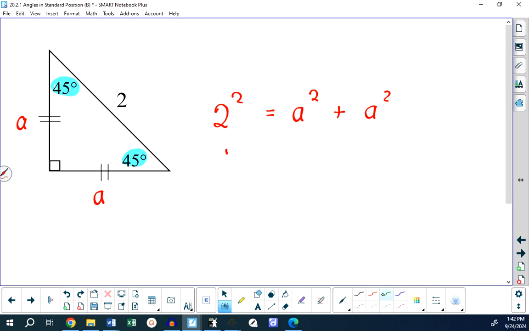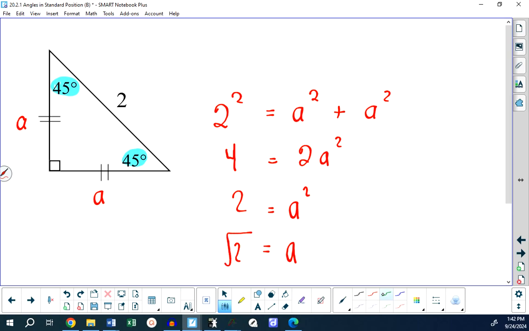So I square 2 and get 4. a squared plus a squared is like saying a pizza plus a pizza. You get 2 pizzas, so we get 2a squared. I'm teaching you math along the way here today. This is not just directly about trigonometry, okay? I'm building those math skills. I divide both sides by 2 and I get a squared is equal to 2. I take the square root and I get a is equal to the square root of 2.